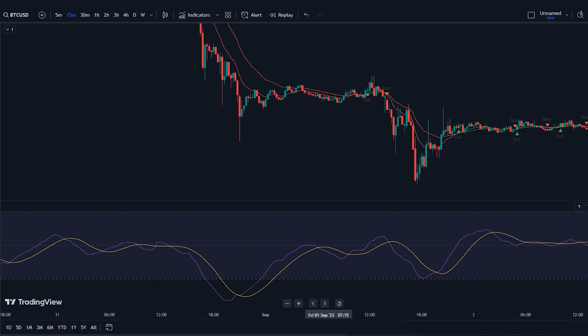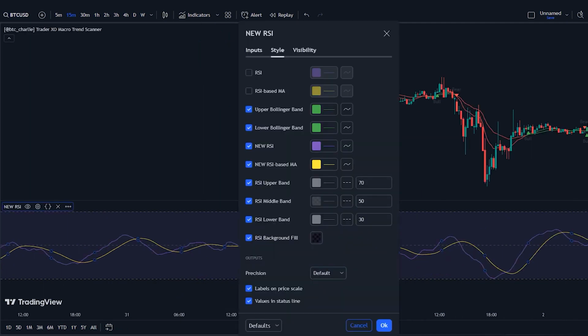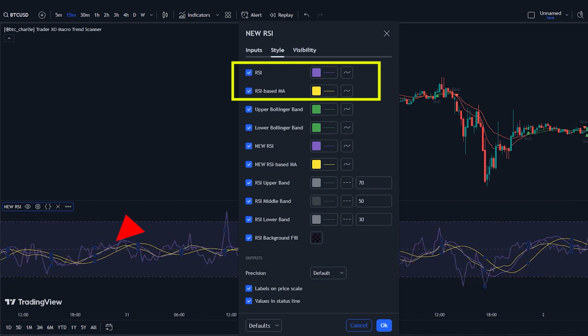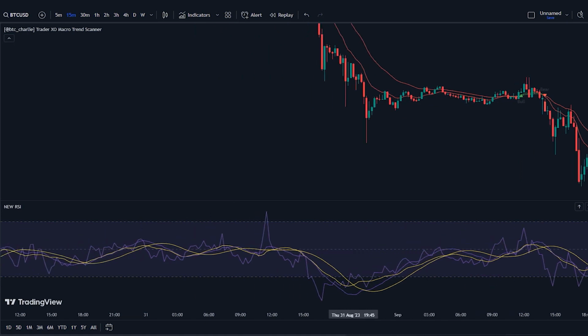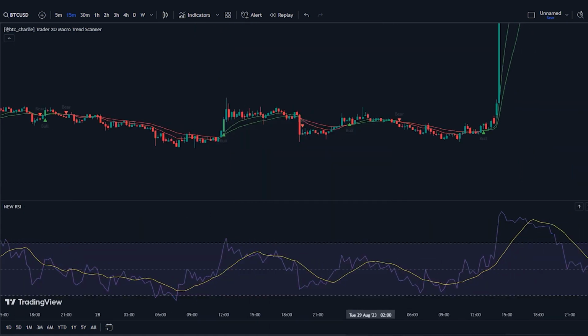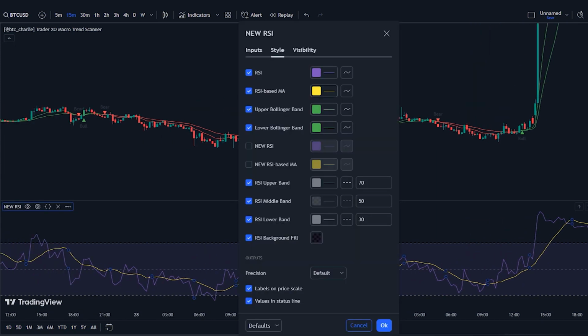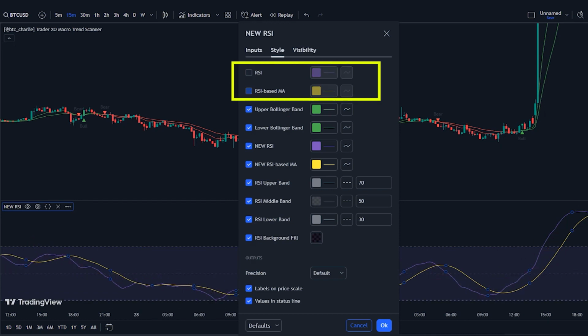The advanced RSI indicator is now added to the chart. Open its settings. If you open the style section, you will find these two options disabled. These are the old usual RSI graphs. I'm going to enable them, and as you can see, on the chart is the traditional RSI. I've disabled the new RSI options now, leaving only the original. If we enable the new RSI option, advanced RSI will be added, and we can disable Alt RSI.